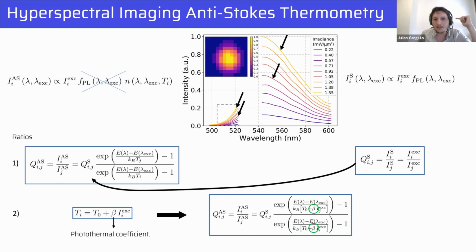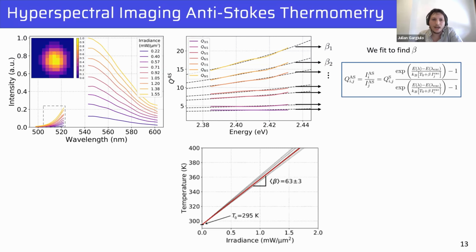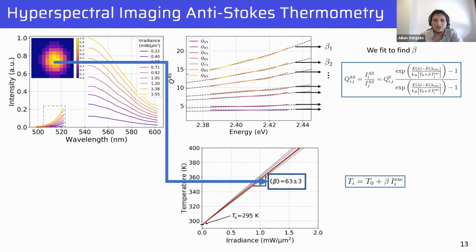Okay, then we calculate all the ratios, and we fit each one of the ratios and extract one beta, and at the end of the day, we have the temperature versus the irradiance. So if you got lost in all this discussion, the take-home message is that from a single hyperspectral image, we extract the photothermal coefficient.